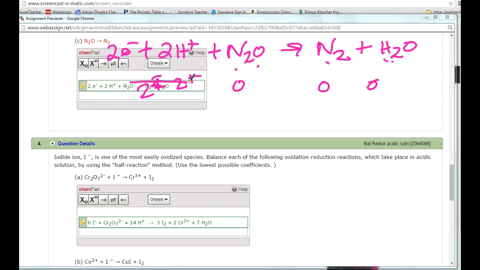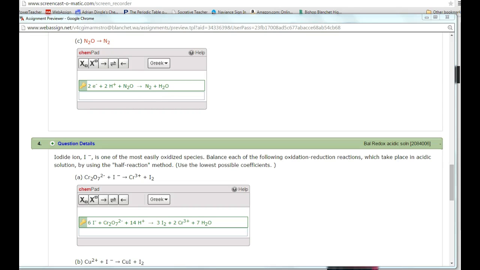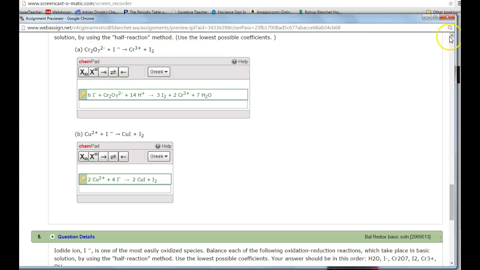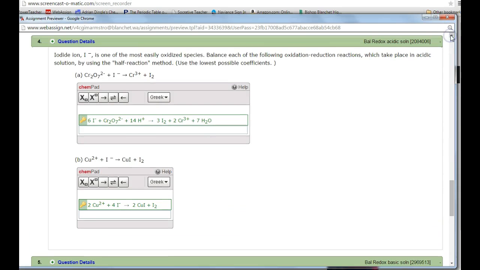Now these next ones are full reactions, and in full reactions we cannot leave the e's in there because it means a complete reaction happened and the electrons are not left in the final answer.